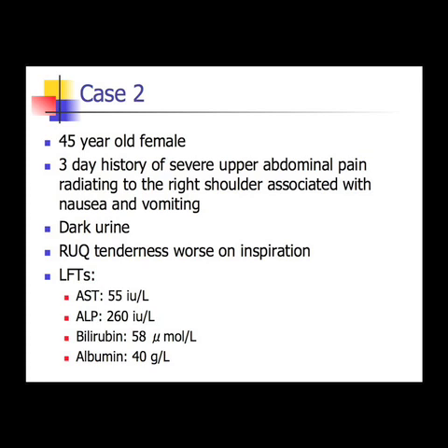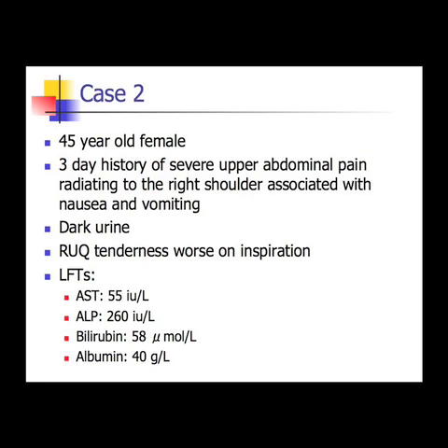Right upper quadrant tenderness worse on inspiration is otherwise known as Murphy's sign, and essentially means that there's large amounts of inflammation around the gallbladder. In fact, Murphy's sign is a little bit different. It's when the tenderness is so exquisite that when the patient takes a breath in and you've got your hand in the right upper quadrant, the breath actually stops because the pain is so severe that they can't breathe in anymore. Okay. So do you want to go through the LFTs?